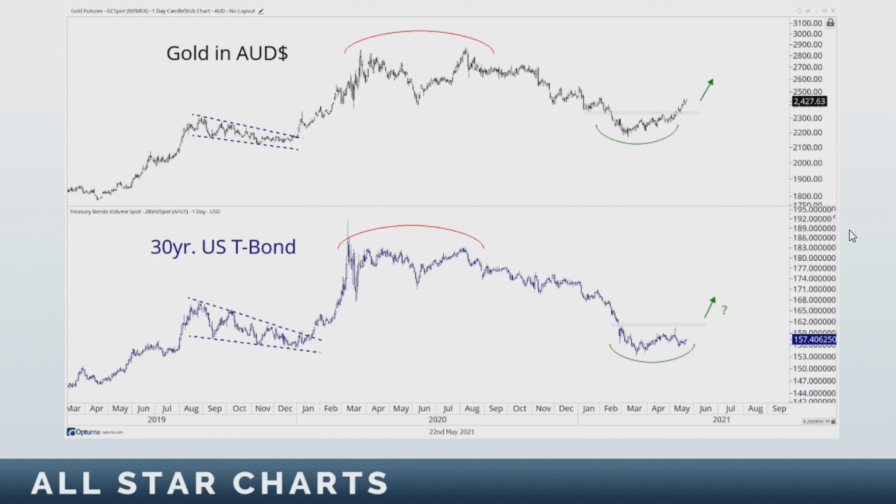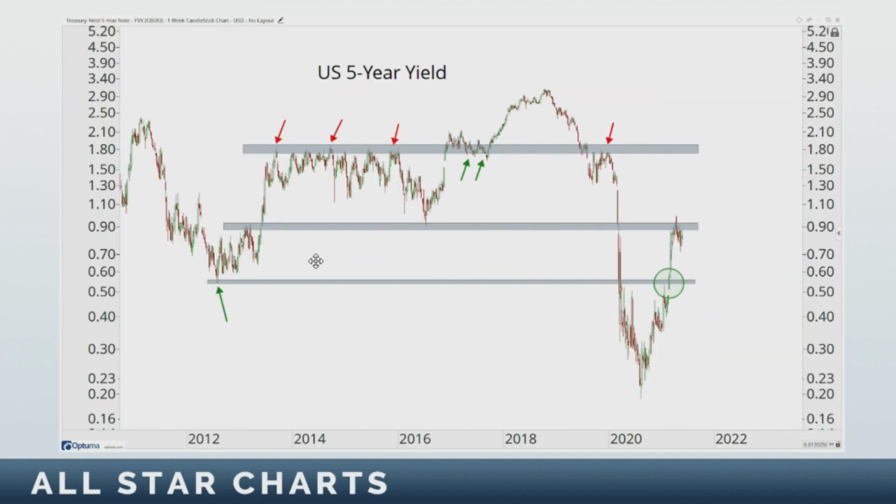Meanwhile, look at gold price in Australian dollar and the US 30-year bonds. They look exactly the same, don't they? Like seriously. So with gold price in Aussie breaking out, what does that say about bonds? I think higher. And then here's the US 5-year yield getting back to those former lows from 2016.